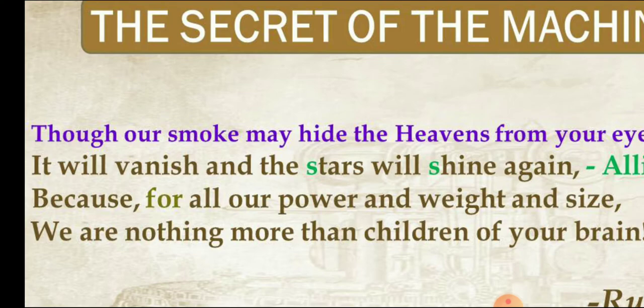Because for all our power and weight and size, they have huge power and weight. They have great mass and they are of great size. We are nothing more than children of your brain. So they conclude that when compared to the human brain, we are nothing. It is the human brain which creates them. They conclude that they are the children of the human brain and they are greater than them. So, the poem ends with the statement that machines, although capable of great deeds, are still nothing more than creations of the human brain.